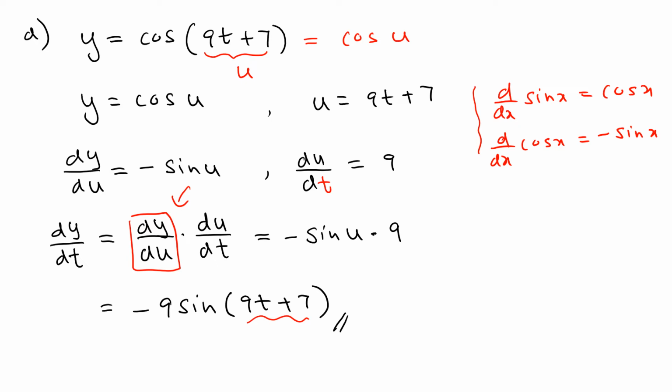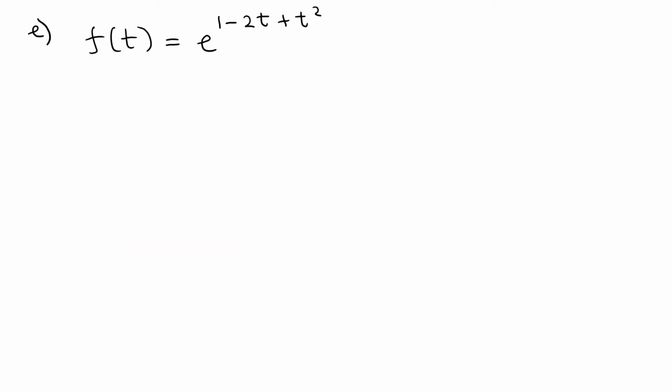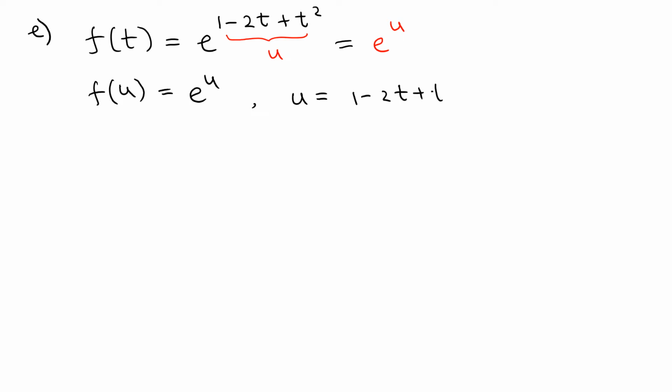Okay, so let's look at the next one. Next we have f of t equal e to the 1 minus 2t plus t squared, and again the variable is t here. Again it's very clear what the inside function is. There is the inside function u, so this simply equals e to the u. So the two functions are here. The first one is f of u, in terms of the u variable, e to the u, and then u is the inside function, which is 1 minus 2t plus t squared.